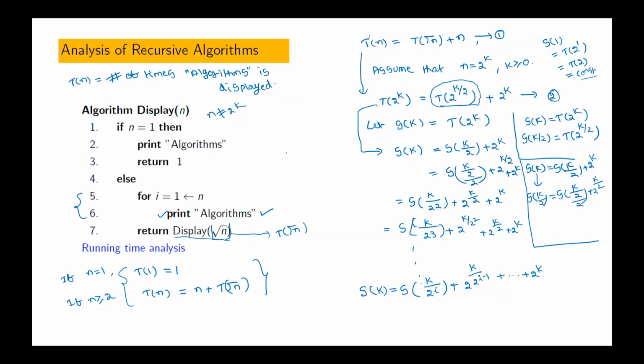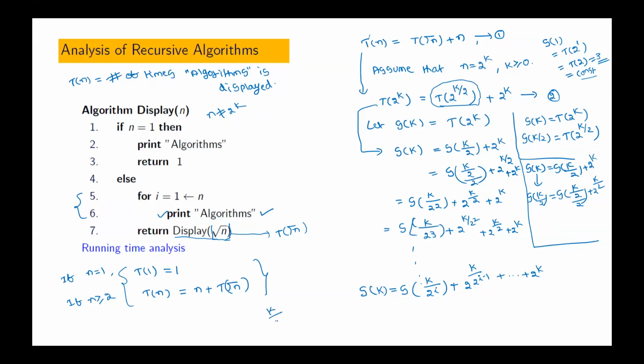What is T of 2? T of 2 is T of 1, that is 2 plus 1. Can we write it as 3? Is this correct? T of 2 is 3. Is that correct? Yes.